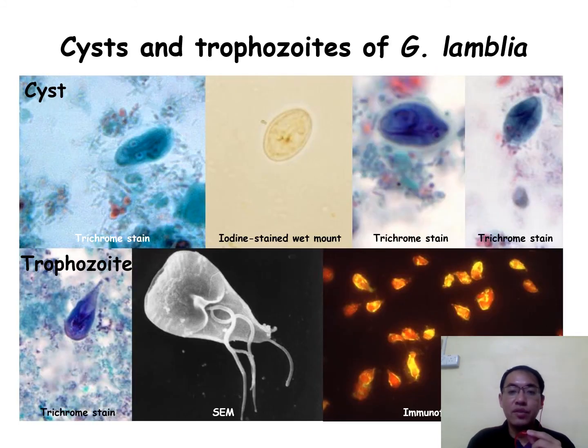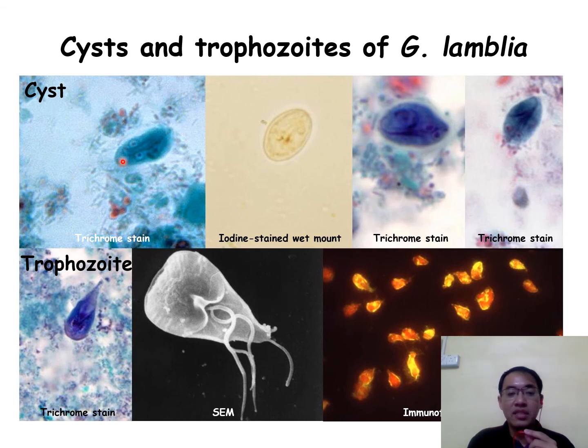These are the images of the cyst and trophozoite of Giardia lamblia. The cyst is oval in shape, and has 4 nuclei with a central axostyle. But in this picture, the shape is a little bit distorted. So what causes these distortions? This distortion could happen during sample processing or during the fixation. And we are supposed to see 4 nuclei. However, only 2 are shown here. The other 2 might be at the back of the protozoa.